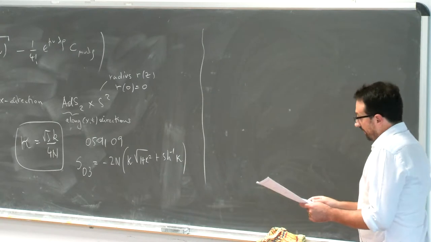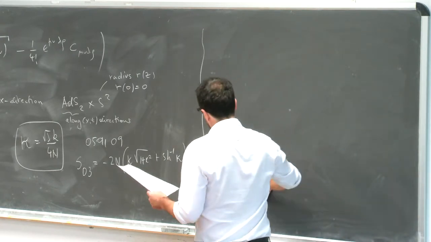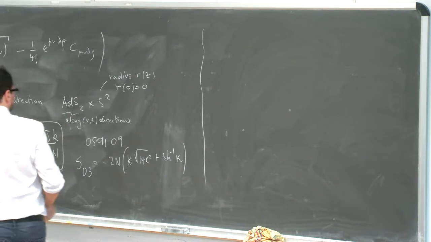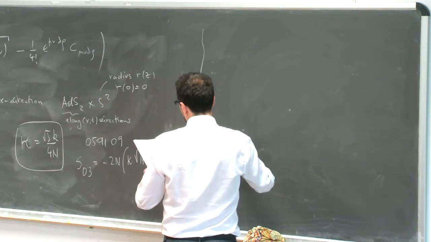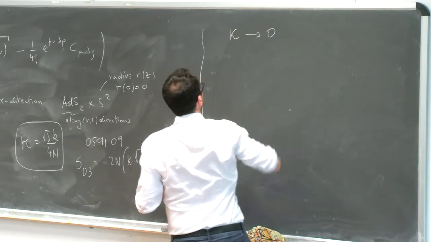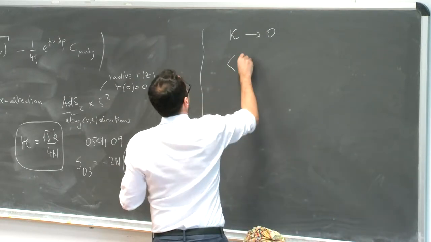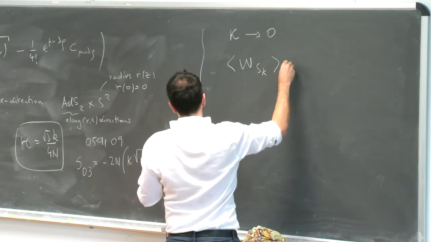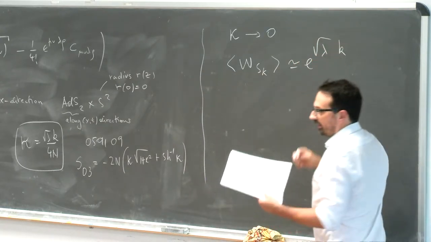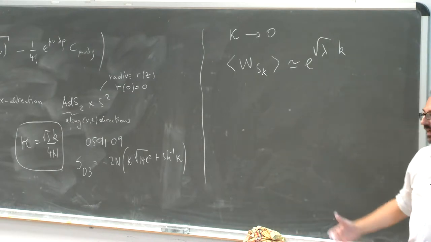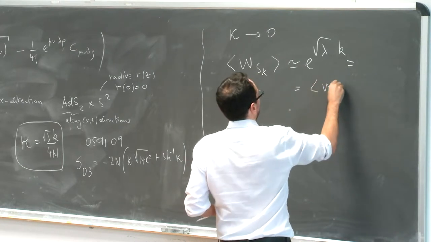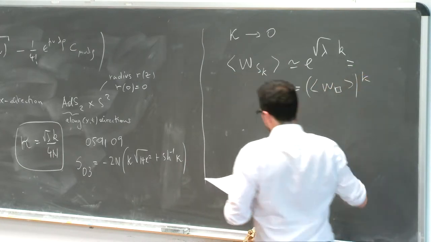Okay, so anyway, this is your result. If you take kappa going to zero, you find that the expectation value of a symmetric representation goes like the kth power of the result for a single fundamental string. So this would be the result for a fundamental string to the power k.